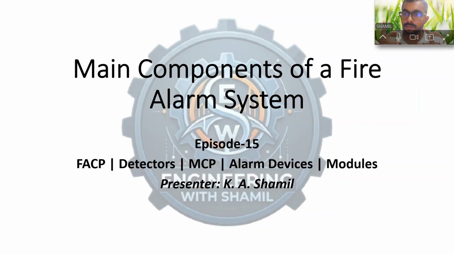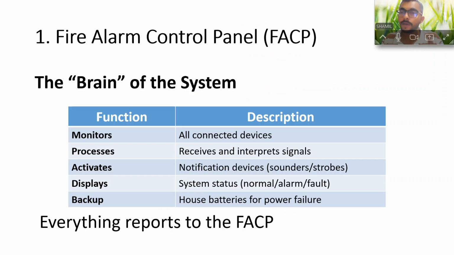And today, in episode number 15, we are going to talk about the main components of a fire alarm system. Until now, we have spoken about the fire alarm system as a whole. We have covered the types of fire alarm system, which are conventional and addressable. Today, we are going to talk about the components involved in a fire alarm system. The first component is the fire alarm control panel.